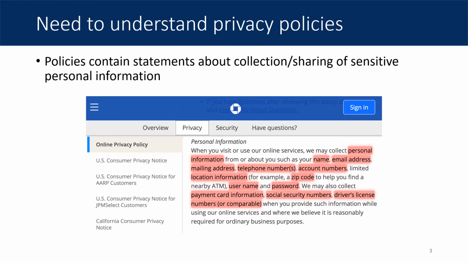However, it is necessary to understand privacy policies because they contain statements about collection or sharing of sensitive personal information. For example, Chase Bank may collect all sorts of personal information ranging from names, email addresses, mailing addresses, social security numbers, and driver's license numbers.